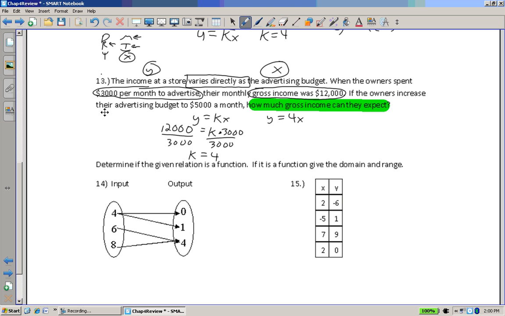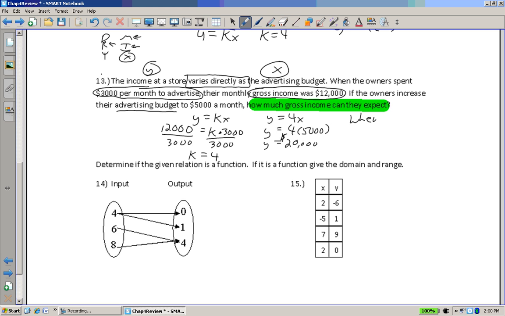If the owners increase their advertising budget to $5,000 a month, okay, well, advertising budget, go back to the original. This is x. So advertising budget 5,000. X is 5,000. Let's plug that in. How much gross income can they expect? Well, y is the gross income. Y would be 20,000. And remember the little man in the river? They're not going to get $20,000 all the time. They're going to get $20,000 if they advertise $5,000 in that month.